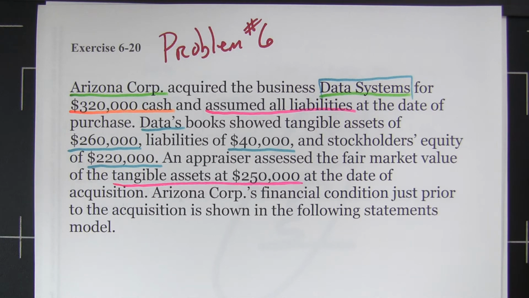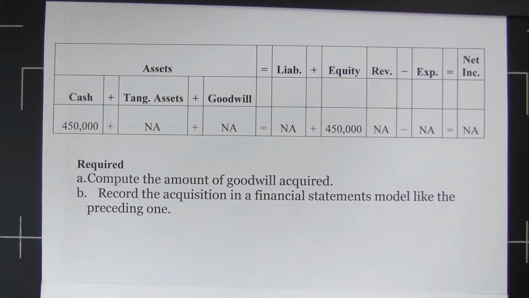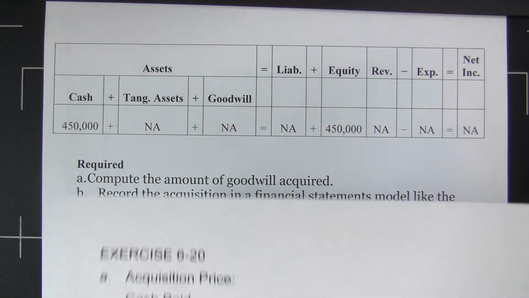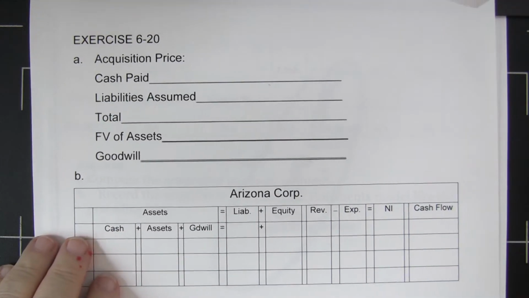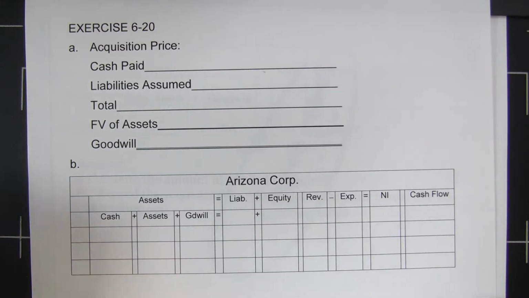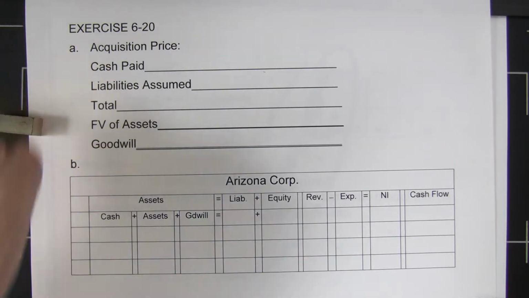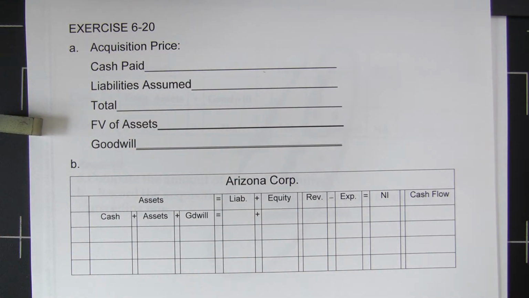Now we have to go through and see how much we paid, how much was goodwill, how much was the assets. And then they want us to put it in one of their silly little tables. So we'll play their silly little game and put it in one of their little tables. So, let's go. Problem 6.20 in your textbook. Problem 6 in the real world, in Connect. Okay.